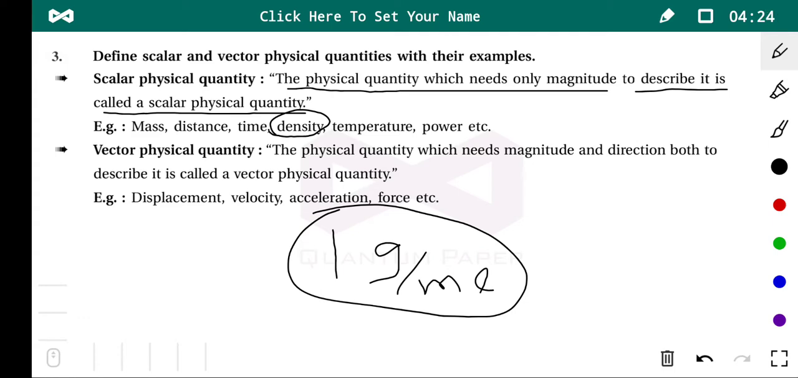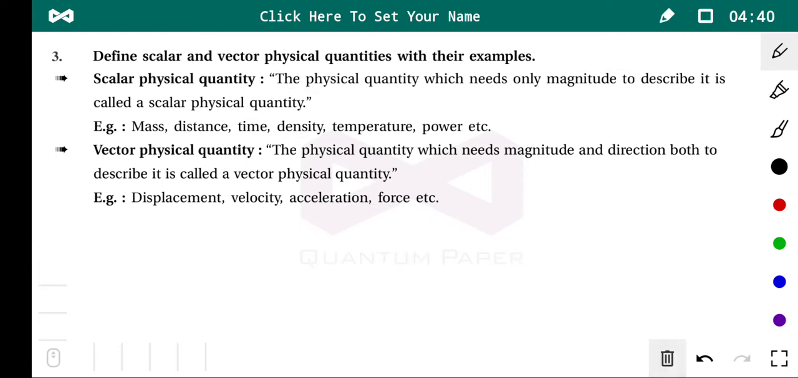It does not require the direction, it just requires the magnitude. So a physical quantity that needs only magnitude, that we call a scalar physical quantity. Scalar physical quantities are like mass, distance, time, density, temperature, power, work. Those are all scalar quantities.